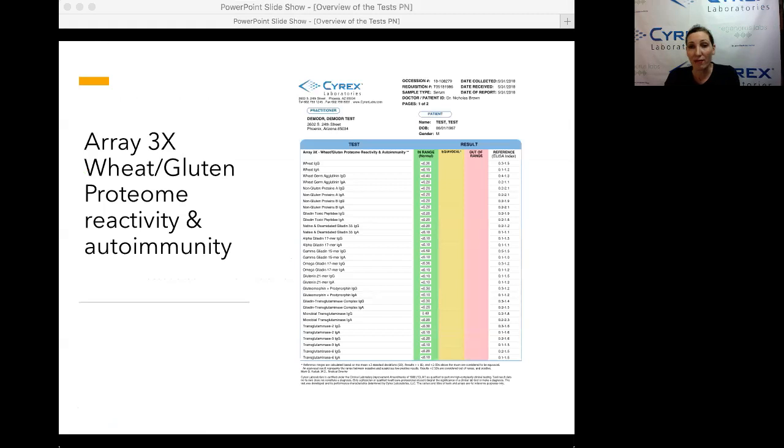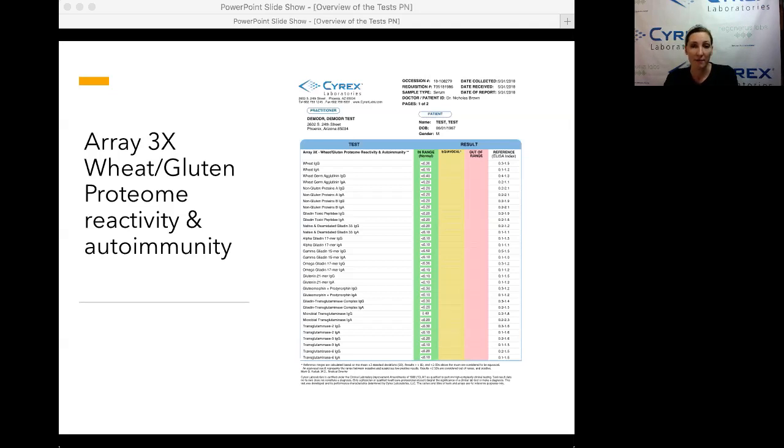Okay, so Array 3 is our wheat and gluten proteome reactivity and autoimmunity panel. So you can see here that there are multiple different markers, not just to gluten, but also to wheat, to non-gluten proteins within wheat, and to some of the breakdown products of gluten that may interact in a negative way with the body, such as gluteomorphins. This panel also looks at multiple markers of autoimmunity.